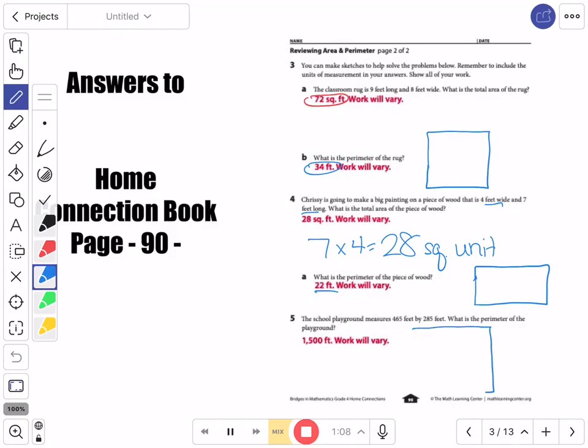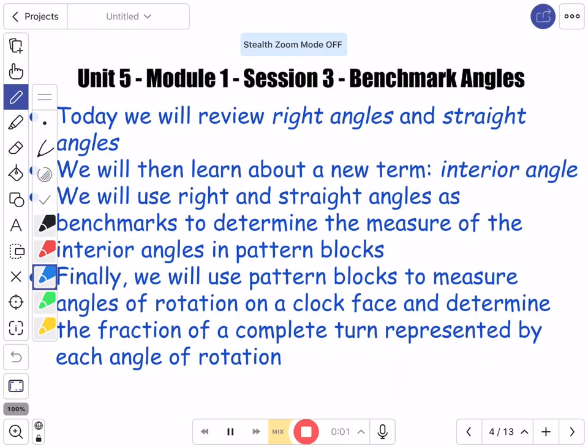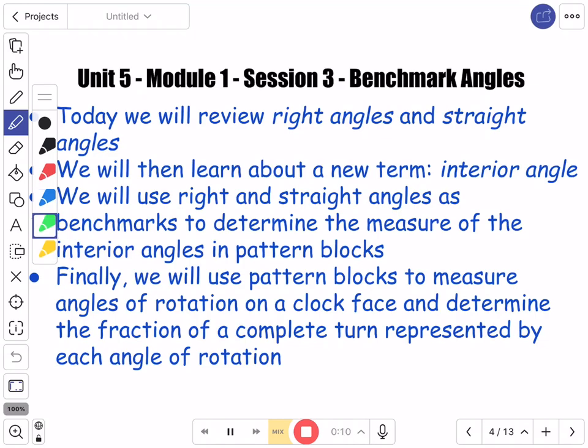And then the school playground measures 465 feet by 285 feet. What is the perimeter of the playground? That would be 465 plus 285 plus 465 plus 285, which would give you 1,500 feet. All right. Moving on now.